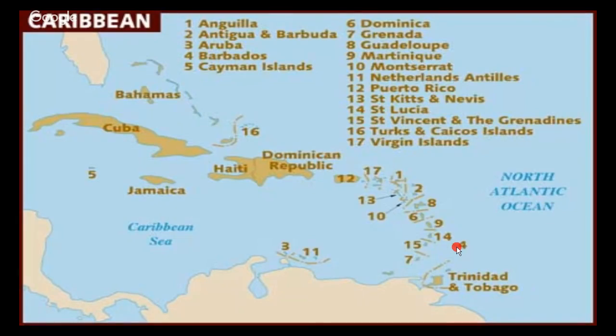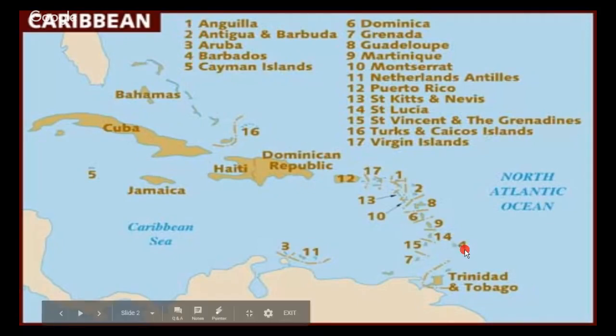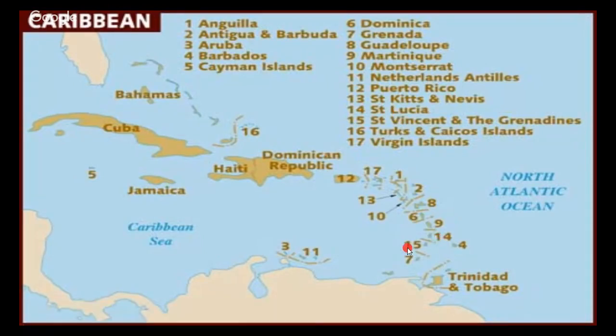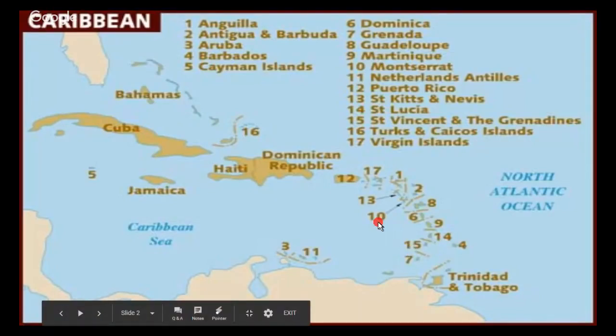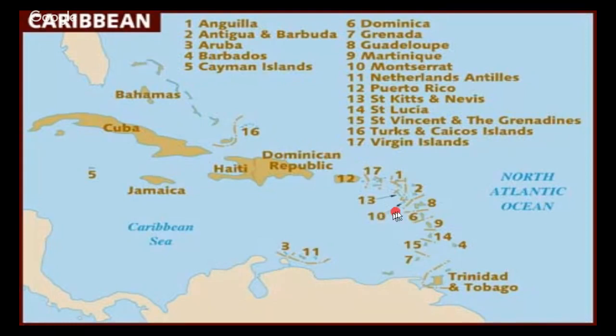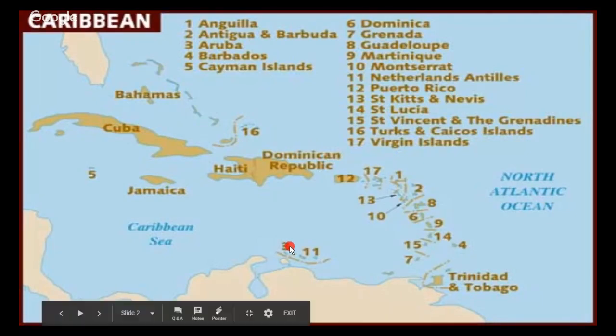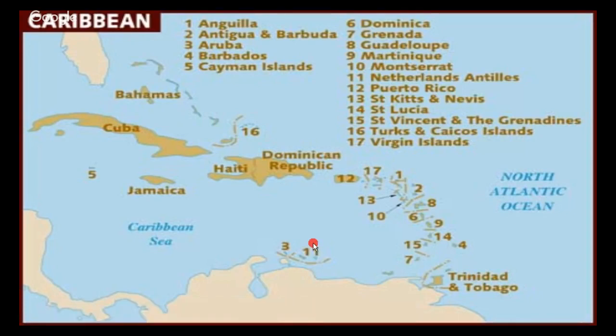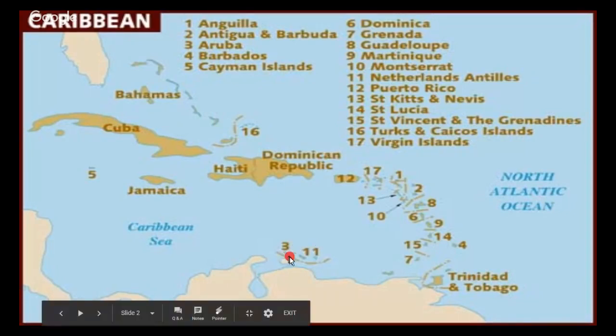Barbados, sir. Okay, so we can use the key here, and we'll see that 4 is actually Barbados. While 14 would be what? Saint Lucia. And 15 will be what? Saint Vincent and the Grenadines. 10 would be what? Montserrat. What about 3? Aruba. So Aruba makes up a part of which set of islands? Okay, the ABC Islands.